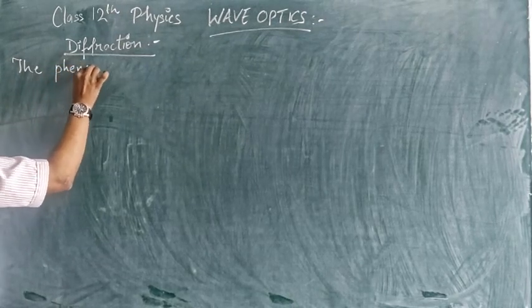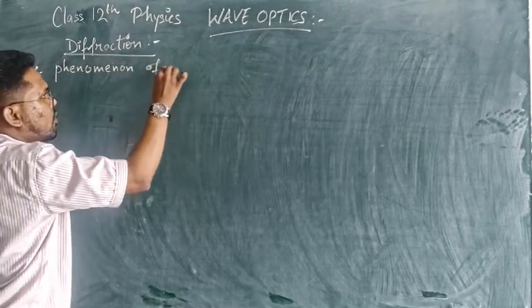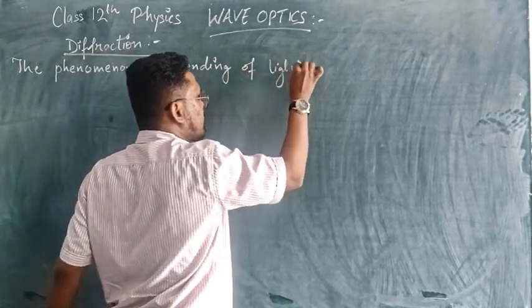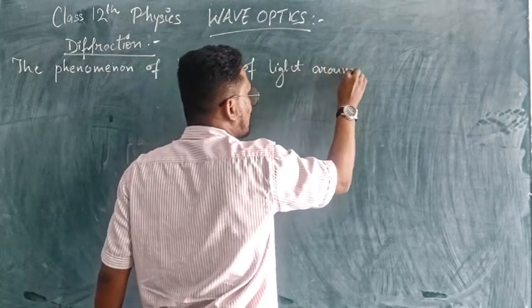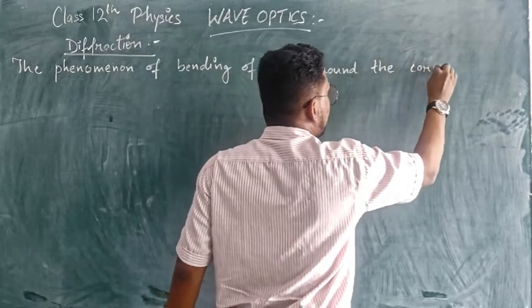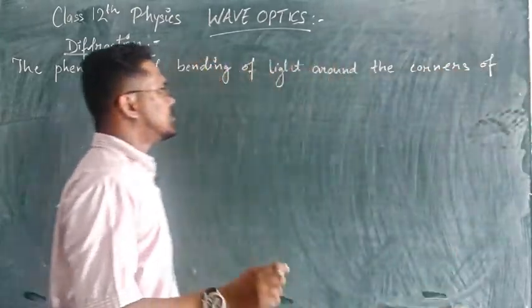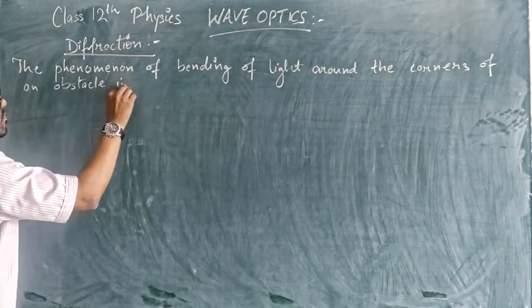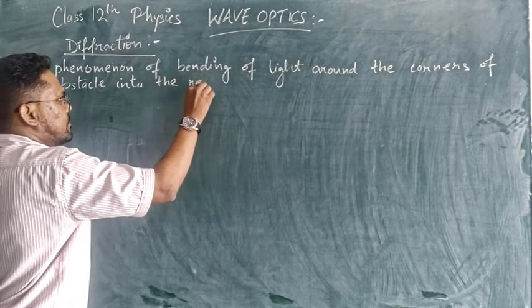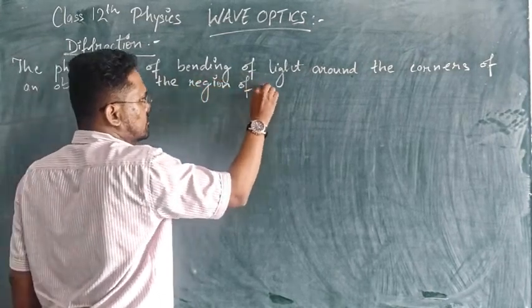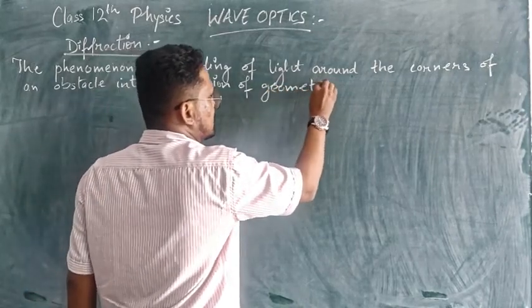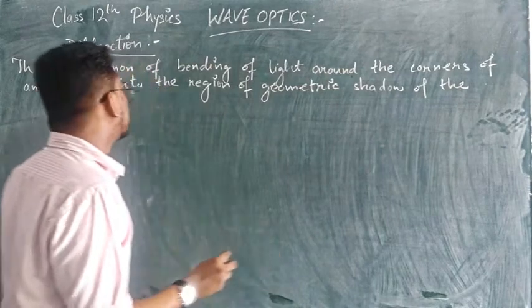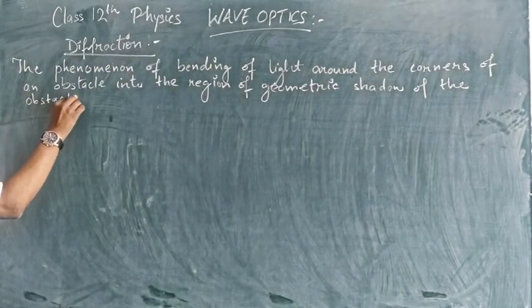Diffraction is the phenomenon of bending of light around the corners of an obstacle into the region of geometric shadow of the obstacle.